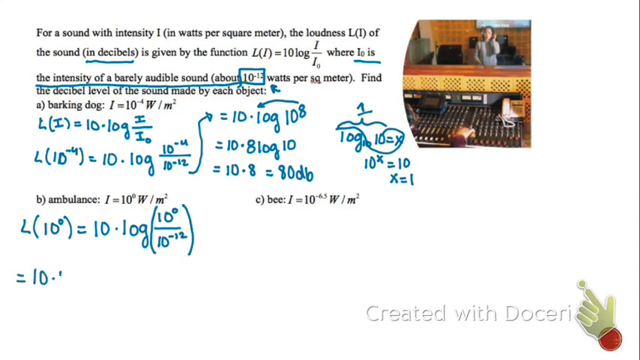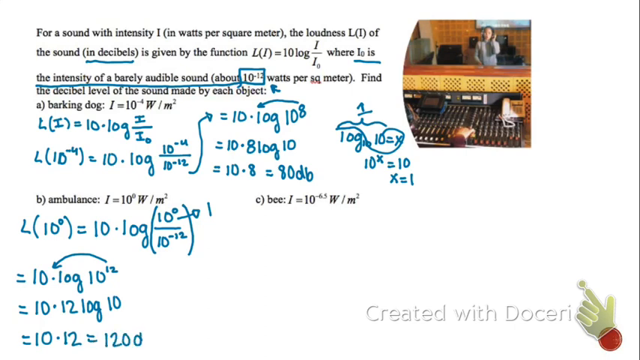All right, so once I simplify my 10 to the 0 over 10 to the negative 12, that's the same thing as writing 10 to the 12, because 10 to the 0 power is 1. Remember, anything to the 0 power is 1? All right. So now I bring my exponent out front, and I've got 10 times 12 times log of 10 equals 10 times 12 times 1 basically, so that's just 120 decibels.